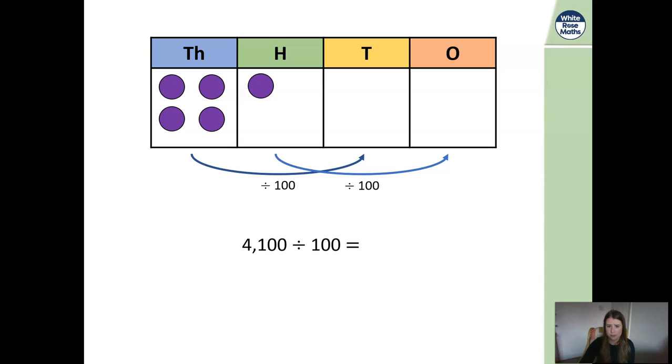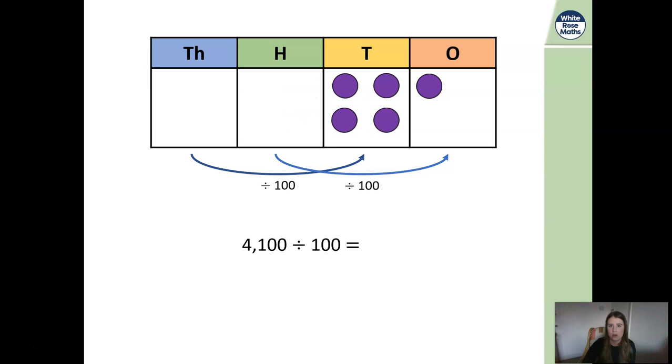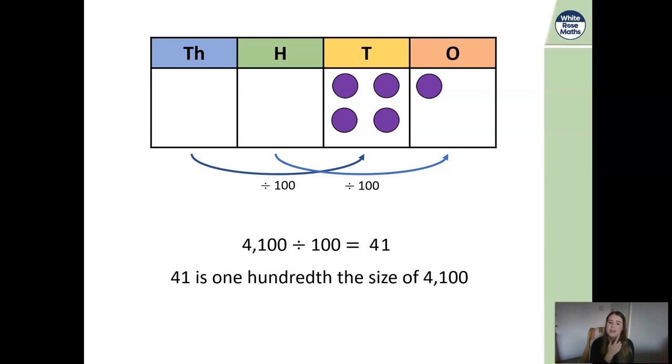Now we know from 100, it has 2 zeros, which means we now have to move each digit 2 places to the right. So first of all, we're going to move our hundreds. So our hundreds is going to go 1, 2. So our hundreds is now in our ones. We now have 1, 1. We now need to move our thousands 2 digits to the right as well. So our digits are going to move from the thousands column all the way down to the tens. Okay, our new number is now the same as saying 4 lots of 10 and 1 1. So our answer is 41. So 41 is now 1/100th the size of 4,100. So 41 is now 100 times smaller than 4,100.